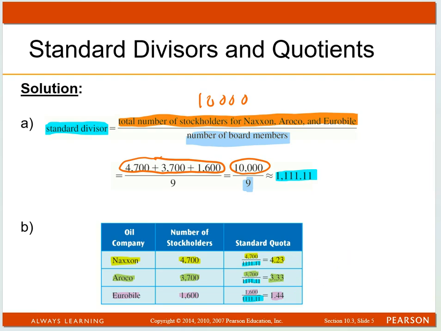If it were Adams, Adams always goes down. So he'd look at that 4.23 and just give them the 4. He'd give them the 3 and he'd give them the 1. That only adds up to 8, and that's a problem. Again, we'll talk about that later. And then Webster used standard rounding rules. So he's looking at 4.23, that's closer to 4. 3.33, that's closer to 3. 1.44, that's closer to 1. Anyway, I'll be doing that again. So that is how you calculate those things, and I'm going to keep going.